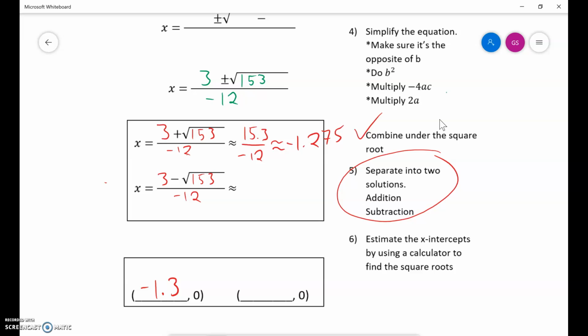And then my second one is going to be 3 minus the square root of 153, which gives me about negative 9.36. We'll call it negative 9.4 over negative 12. And then we'll just do that division. 9.4 divided by 12, and negative divided by a negative gives me a positive, so it's about 0.7833 repeating. So we'll call it about 0.8 more or less. Okay. All right, so there you go.